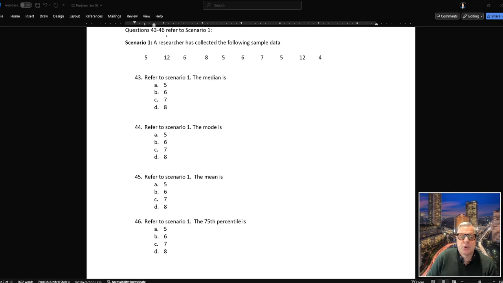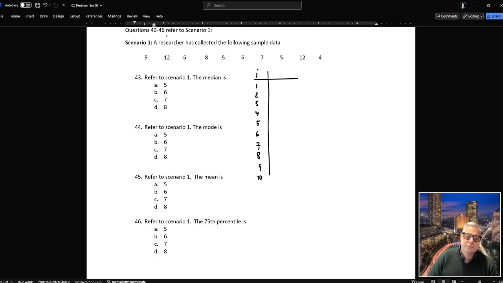Okay, so let's sort them. We have 10 data points: 1, 2, 3, 4, 5, 6, 7, 8, 9, 10. The lowest value is the 4.